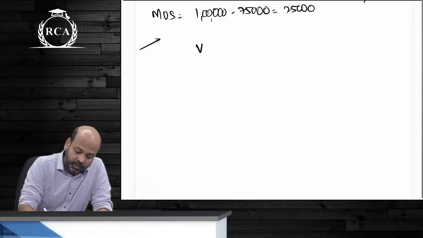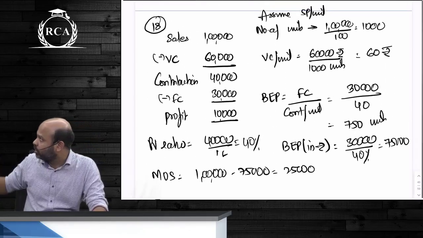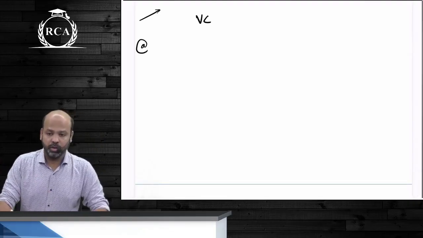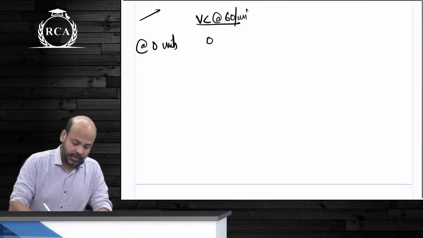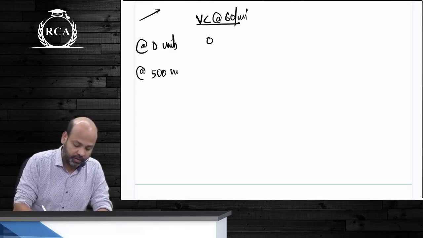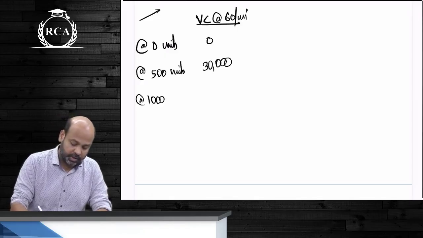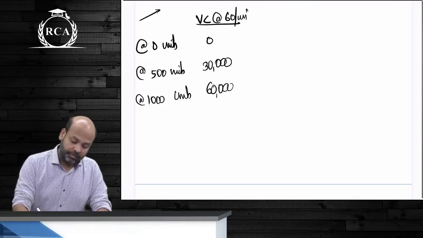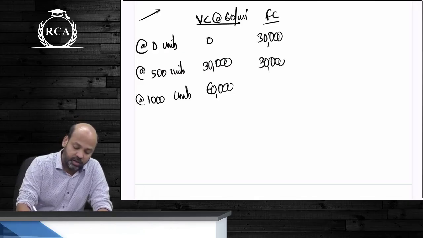Like if I'm talking about variable cost beta, you know variable cost per unit in our example is how much? 60 rupees. I need 2 points beta at which I can plot the total values. If I manufacture and sell 0 units, what will be my total variable cost? 0 rupees. If I manufacture and sell 500 units, 30,000. If you manufacture and sell 1,000 units, guys, it will be 1,000 multiplied by 60. That will be 60,000. Your fixed cost, guys, is 30,000. That does not change with a change in output.